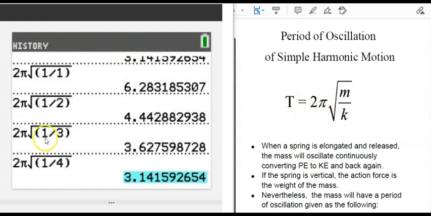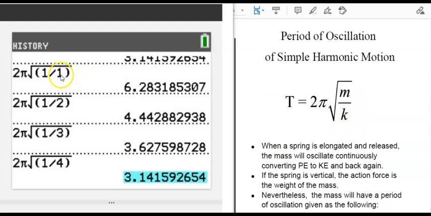What I've done here is set up a calculator with values. I'm letting the mass be 1 in each one of these computations. And then I'm going to change the k from 1 to 2 to 3 to 4. And let's take a look at what happens to the period of oscillation as the spring constant increases.